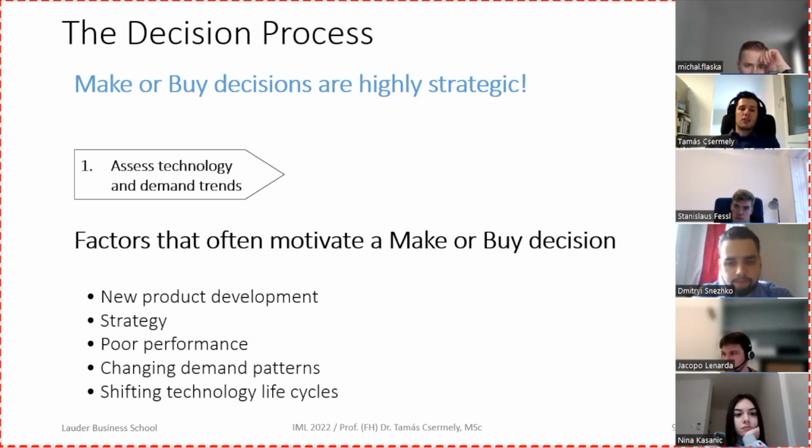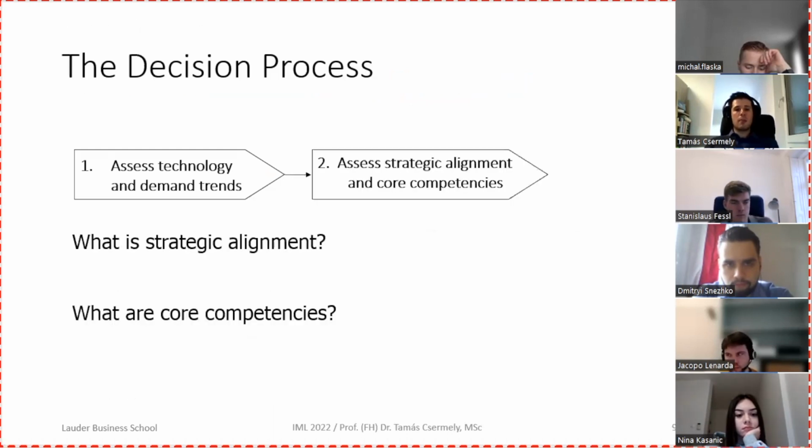What is the technology cycle that I have? I put this in a box, and I derive in which direction the procedure should go. And then I already have some preliminary opinion, which is of course not necessary to proceed to the final decision, but then I make it to the next step where I say, okay, it's one thing how the technology and the demand trends look like, but what is the strategic alignment and what are my core competencies?